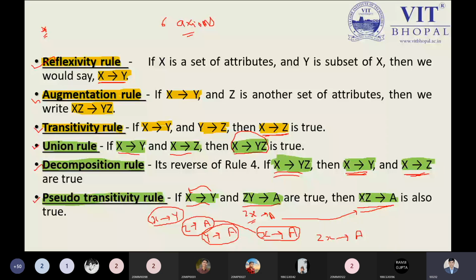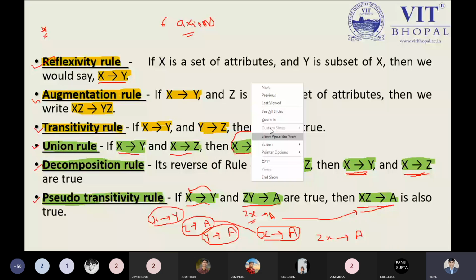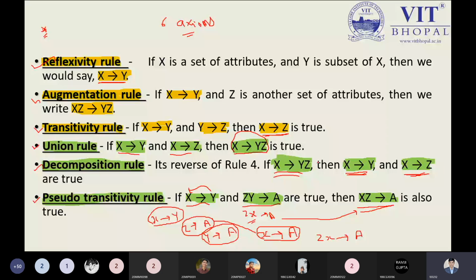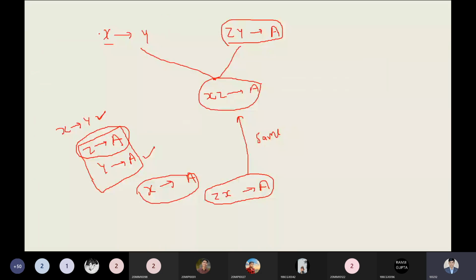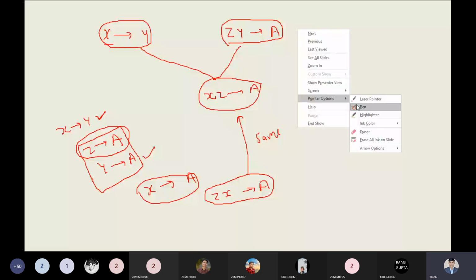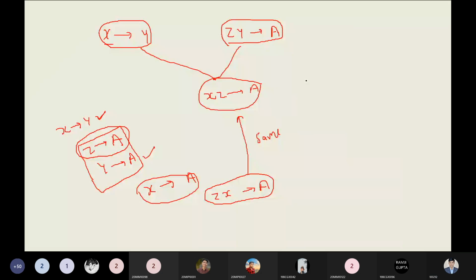For explaining purpose, I am speaking, but that is not real. So Z determinant to Y, we have this point Z determinant to Y. We have ZY determinant to A. These are the two functional dependencies given. This is the first, and this is the second. So after getting the result, we are getting X determinant to A. So the question is asking how we are getting this. We are getting a simple thing properly.